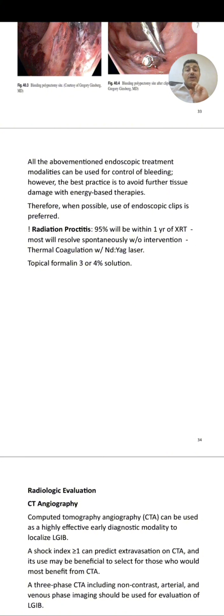A special consideration is radiation proctitis. Radiation proctitis can present as a lower GI bleeding, which has a different management. It is managed by thermal coagulation via argon plasma coagulation or laser and topical formalin solution. This is the radiation proctitis.